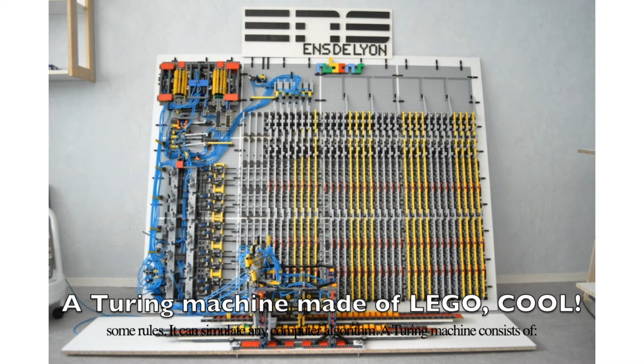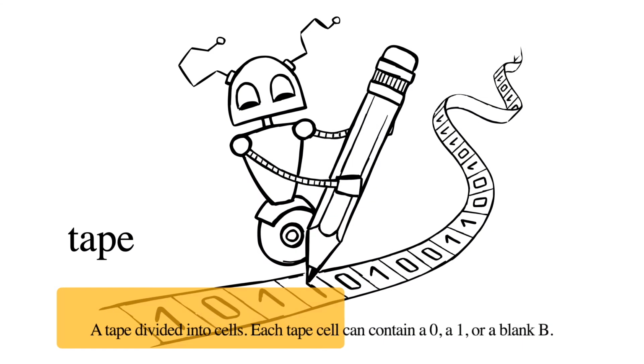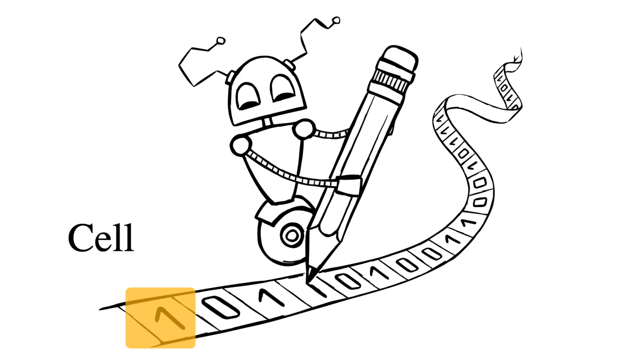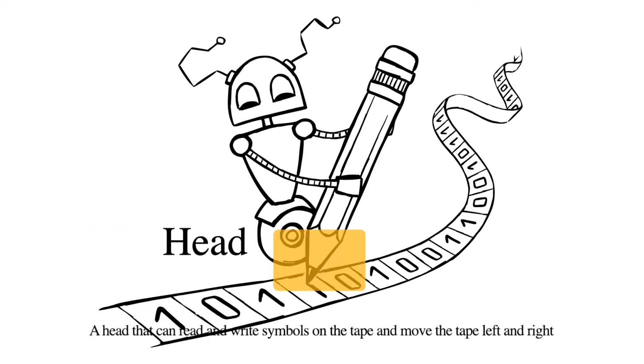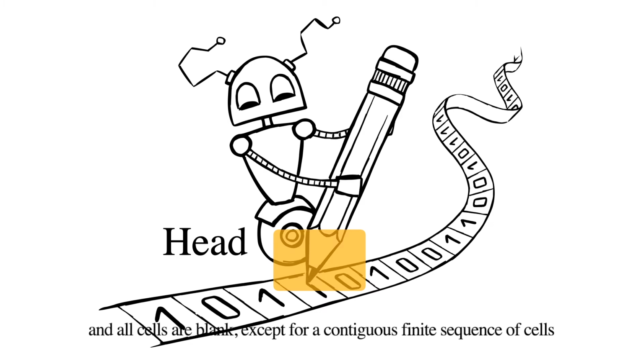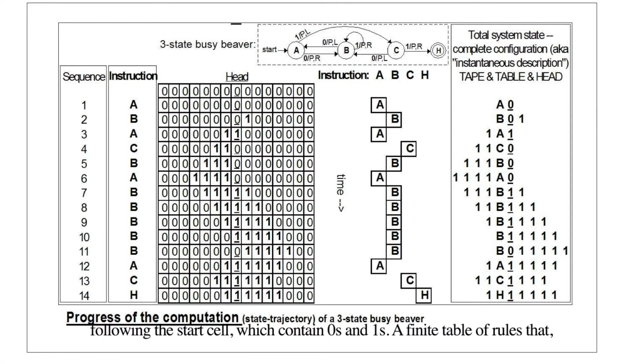A Turing machine consists of a tape divided into cells. Each tape cell can contain a 0, a 1, or a blank. A head can read and write symbols on the tape and move the tape left and right, one cell at a time. At time 0, the head is on a distinguished cell on the tape called the start cell, and all cells are blank except for a contiguous finite sequence of cells following the start cell, which contains zeros and ones.